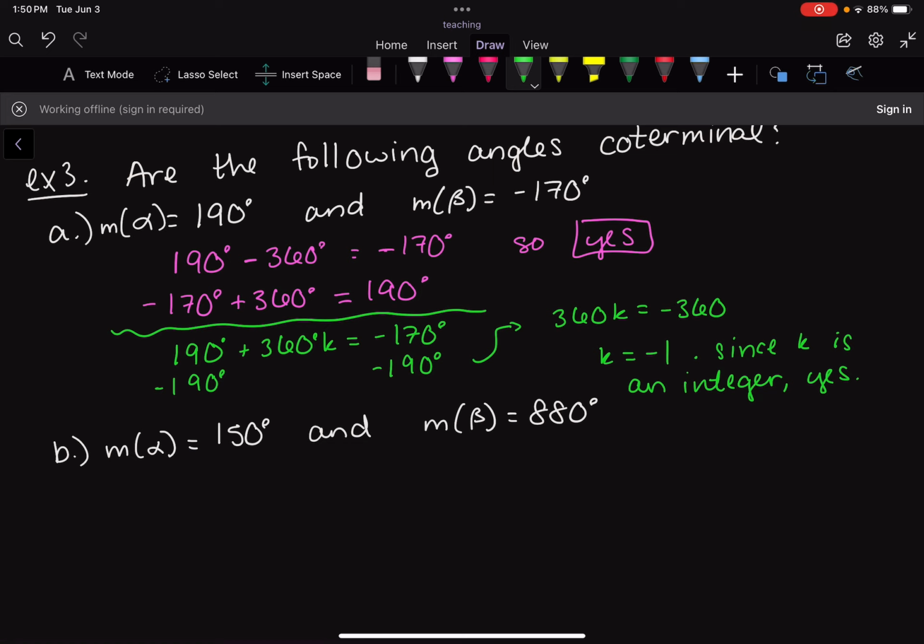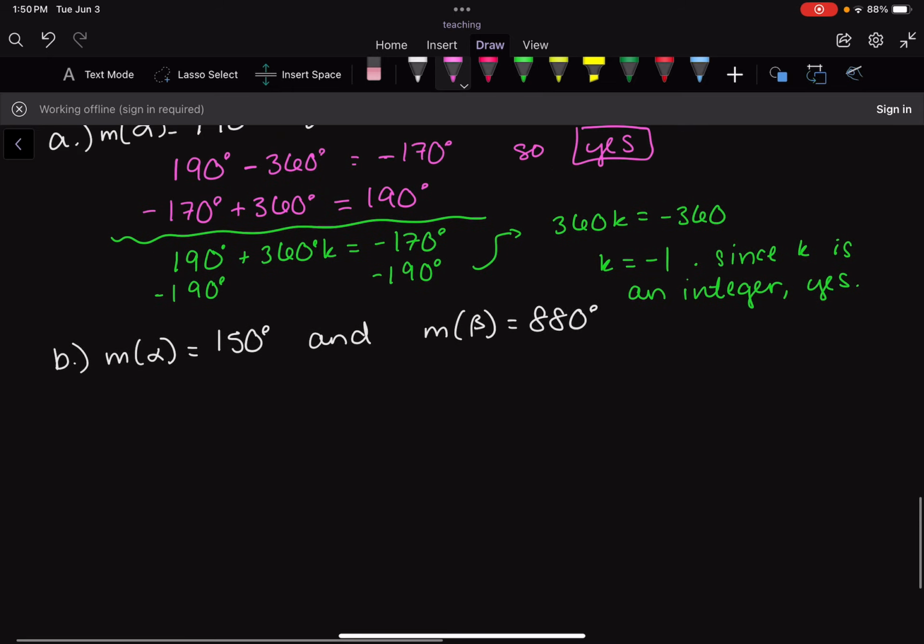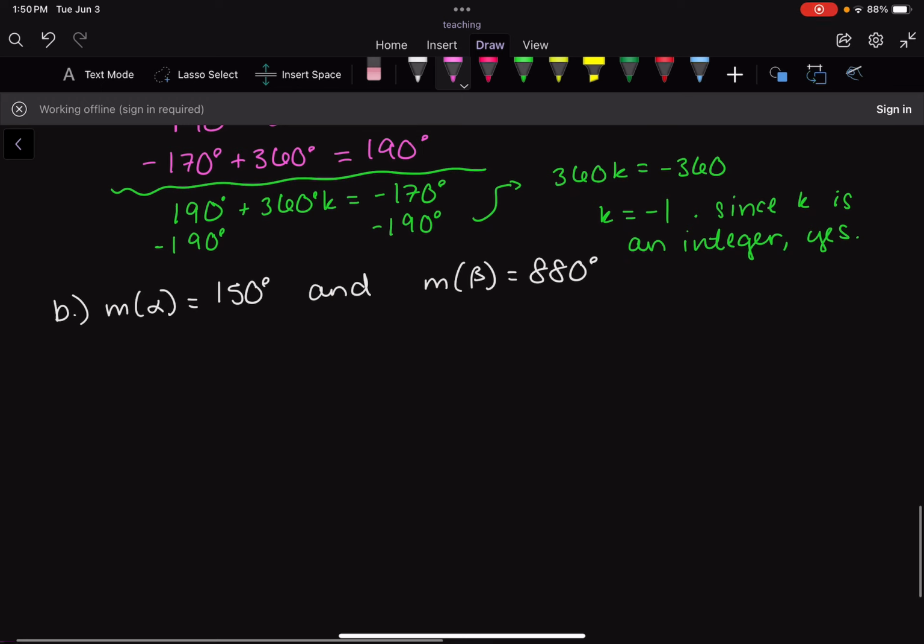But I think just adding or subtracting 360 is way more intuitive. So for sure, pause and see if you can do part B by yourself. But I'll go ahead and do it.